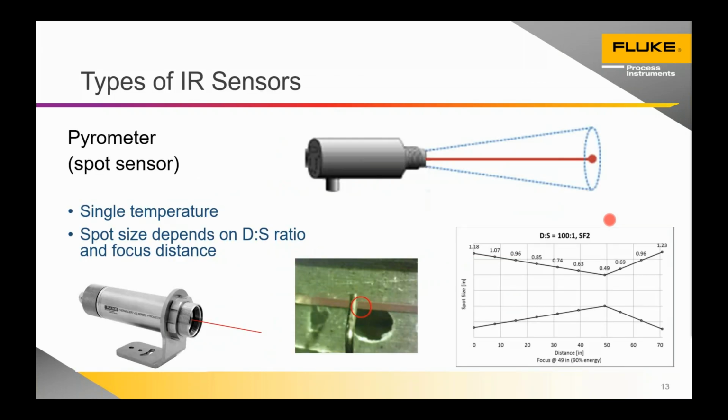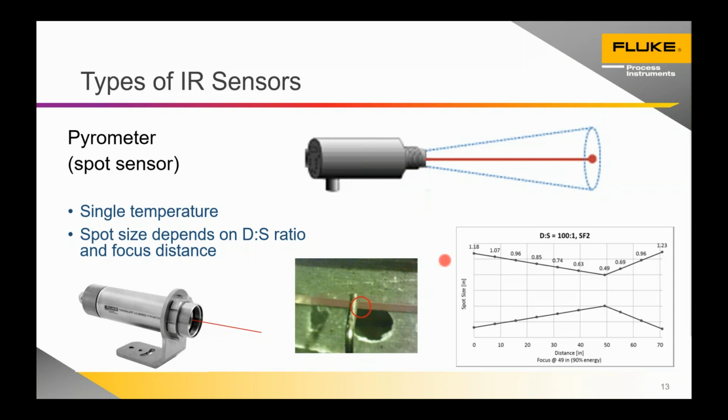Okay, types of sensors. The first standard type of sensor is, I guess, traditionally called a pyrometer, but pyrometers tend to be more aligned to the high temperature industry. But infrared thermometer, spot sensor, pyrometer, they all essentially mean the same thing. We measure a temperature typically based on the average of the energy over a certain area with a single detector.